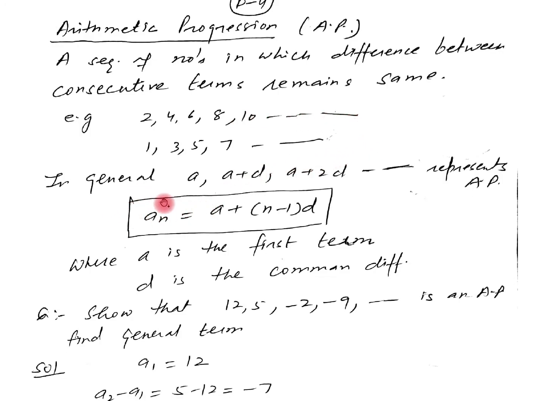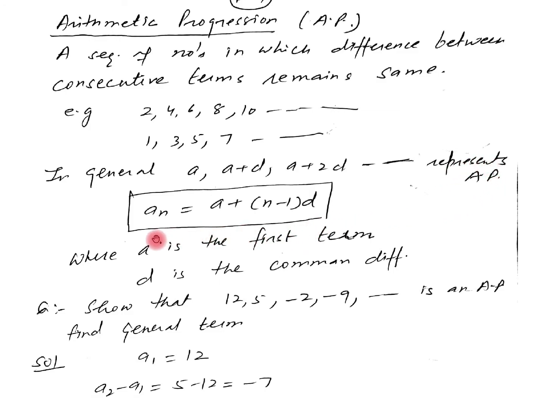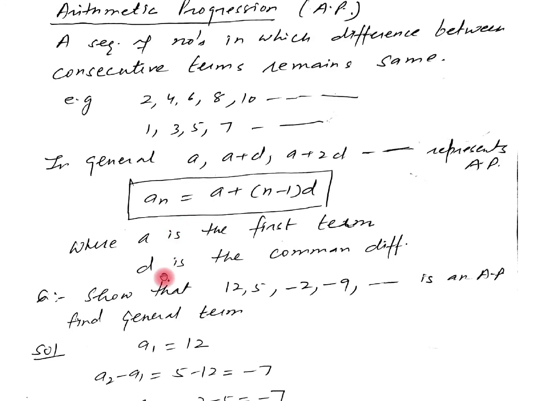Now in general, the general AP we can consider a, a plus d, a plus 2d, and so on and so forth, always represents the AP. Now we know the nth term of an AP is given by a plus n minus 1 into d. This is the formula for the nth term we have done in the 10th class also, where a is the first term and d is the common difference. Now we will use this result in our questions.